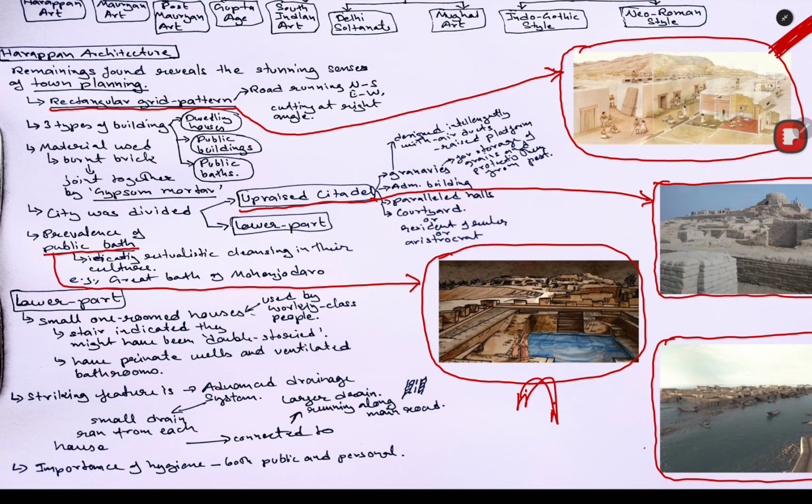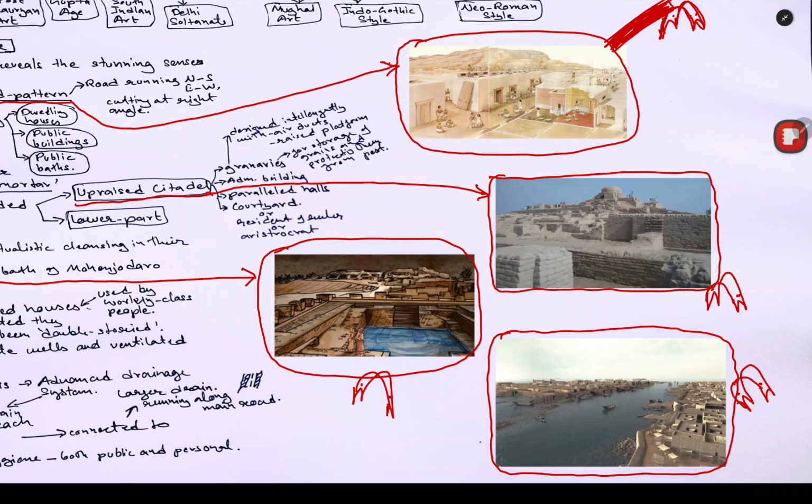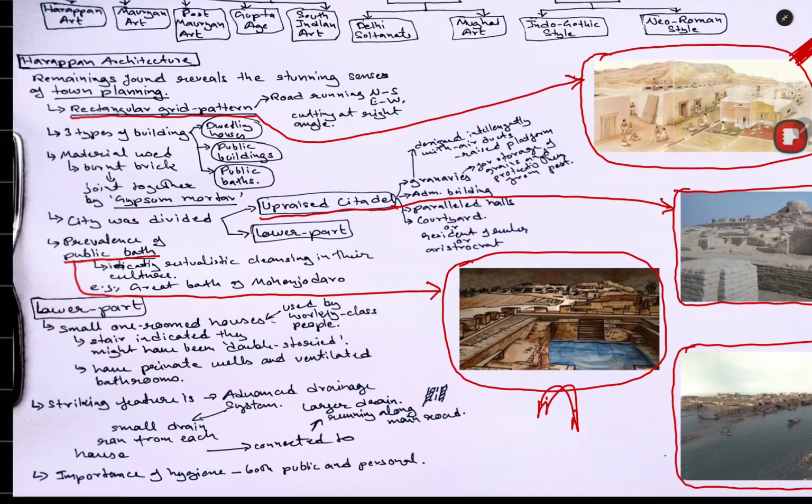Now the city was divided into two parts: the upraised citadel and the lower part. You can see this in the picture also. What you can see right here is the upraised citadel, okay? And the lower part which you see over here in this picture is the area of buildings. So these are the lower parts, all right?